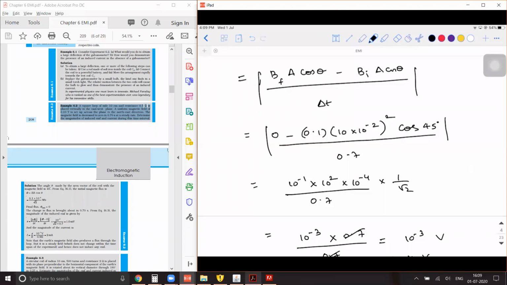Sir, can you tell me why did we take average and why not the instantaneous? Because the time is more. If the question is, what is the change in flux? What is the EMF generated at the instant? That is instantaneous. Here, the 0.7 seconds is not an instantaneous value. Okay.